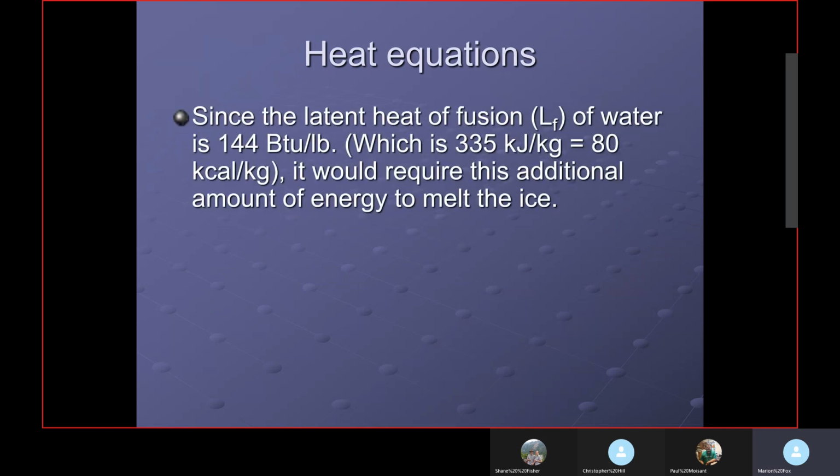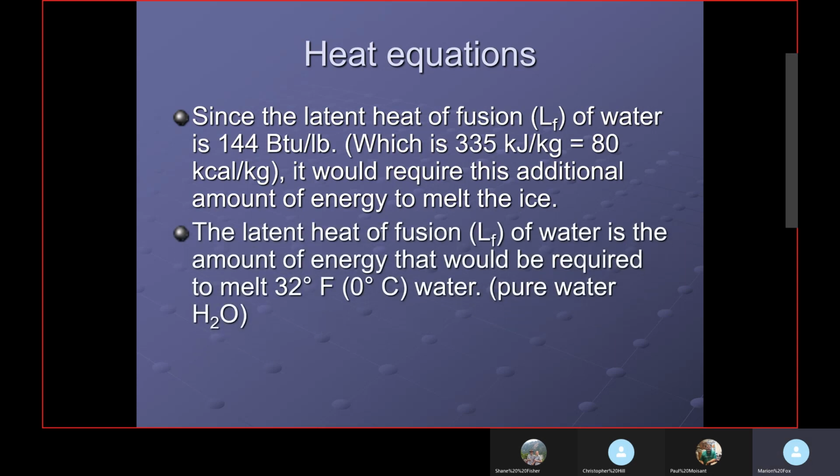The latent heat of fusion of water is 144 BTU per pound, which is 335 kilojoules per kilogram, or 80 kilocalories per kilogram. It would require this additional amount of energy to melt the ice. The latent heat of fusion of water is the amount of energy that would be required to melt 32 degrees Fahrenheit, 0 degrees Celsius water, pure water, of course, H2O.